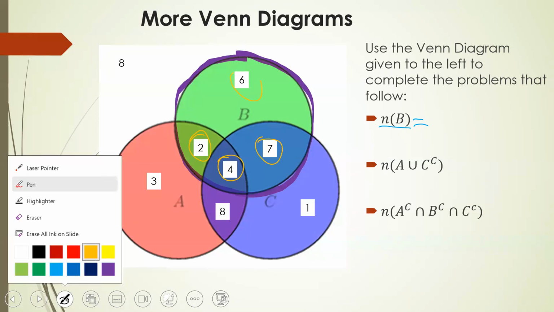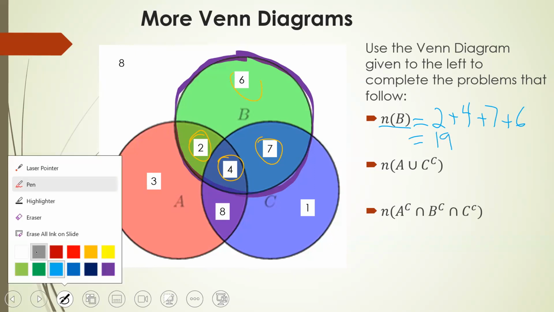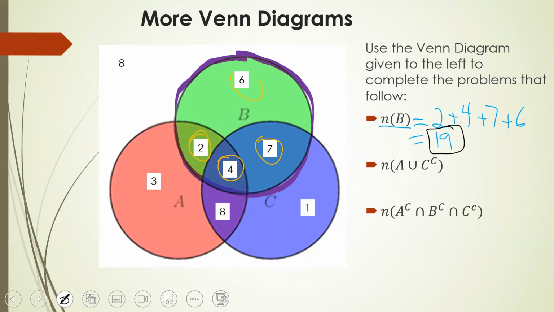So to find our answer, we would add those numbers together. 2 plus 4 plus 7 plus 6, since I want to know the total number of elements that fall within that circle. If we add those up, I believe we end up with 19. So within the set B, in this case, it's a rather large set, there would be 19 elements.